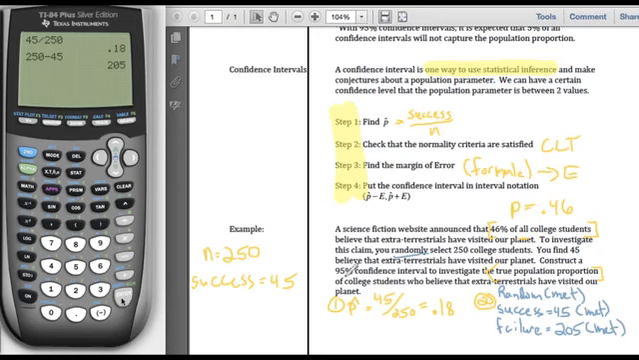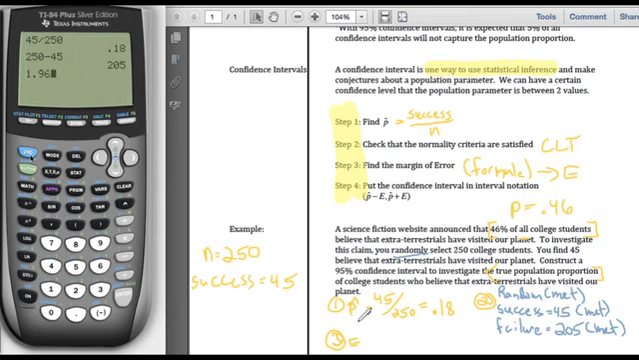For my third step, I want to find my margin of error, that's E. And I'm going to use the formula from the top of this page of notes. It starts with a Z critical value. So for 95%, the Z critical value was 1.96. So the table at the top of this page.